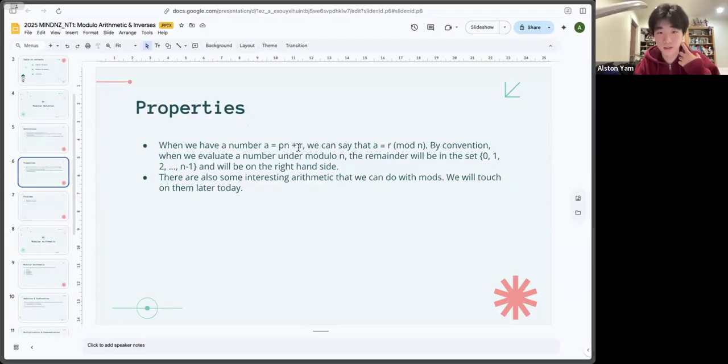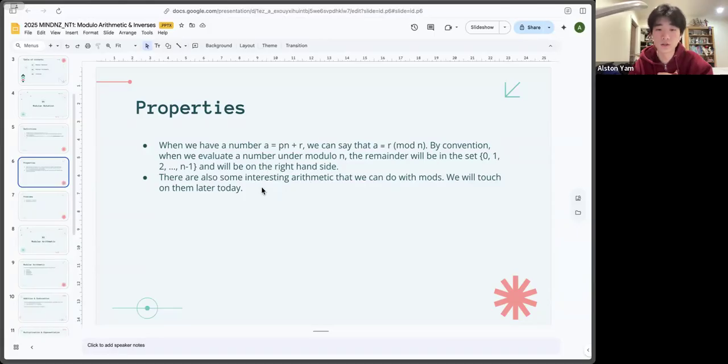This is essentially what I've said earlier. If A is P times n plus R, then we can say that A is congruent to R mod n, and that's what we had before. So the remainder will be in the set 0, 1, 2, all the way to n minus 1, and by convention, we'll put the remainder on the right-hand side.